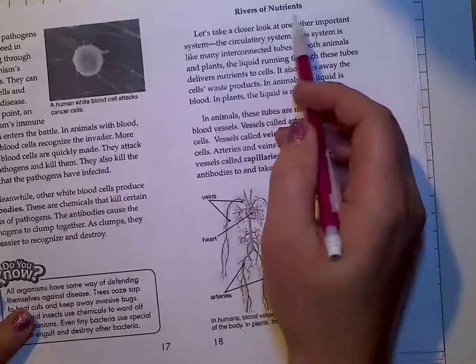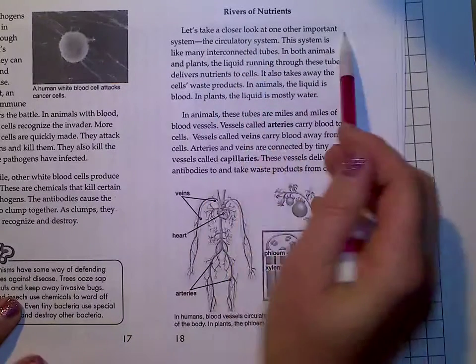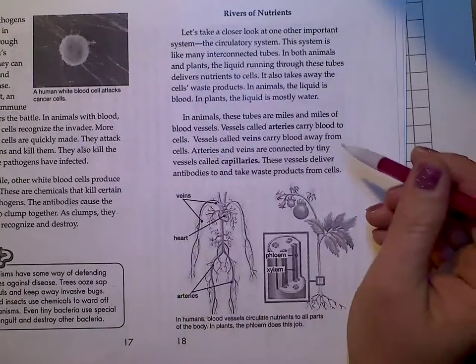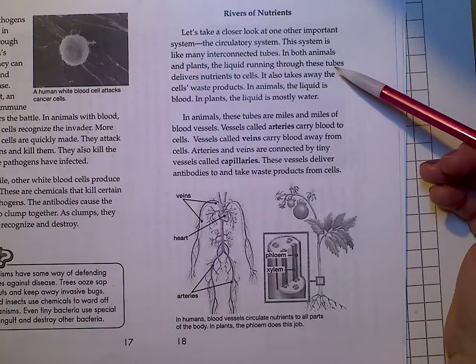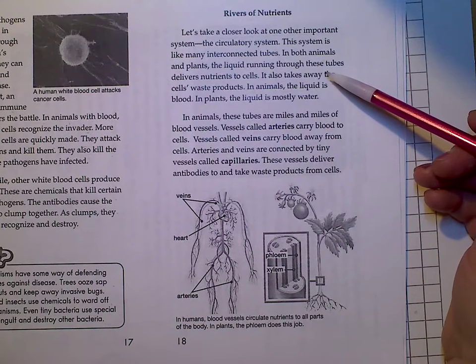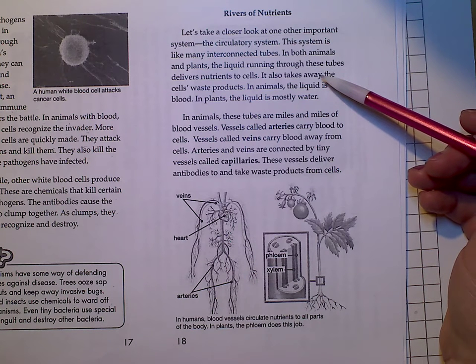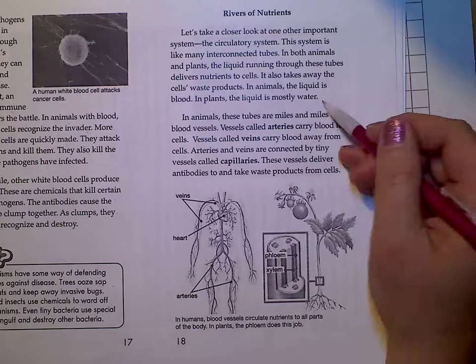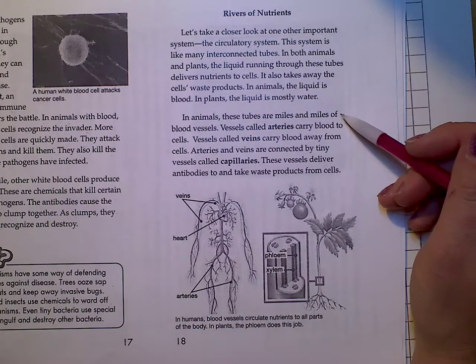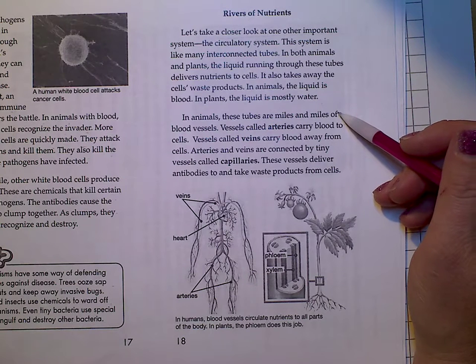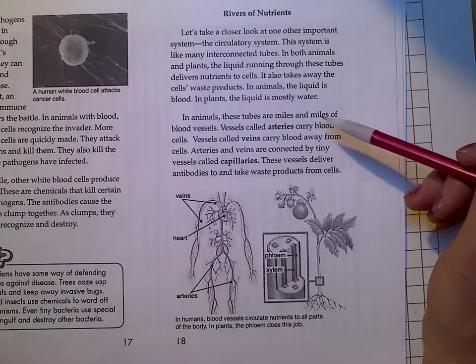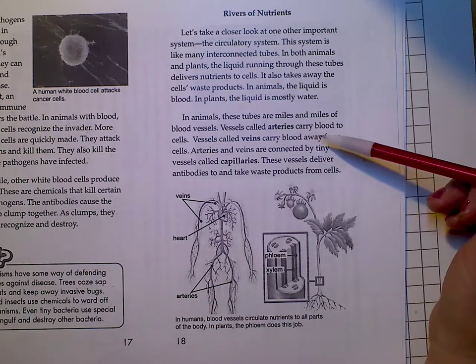Rivers of nutrients. Let's take a closer look at one of the important systems of the circulatory system. This system is like many interconnected tubes in both animals and plants. The liquid running through these tubes delivers nutrients to the cells. It also takes away the cell's waste products. In animals, the liquid is blood. In plants, the liquid is mostly water. In animals, these tubes are miles and miles of blood vessels called arteries. Arteries carry blood to cells. Vessels called veins carry blood away from cells.